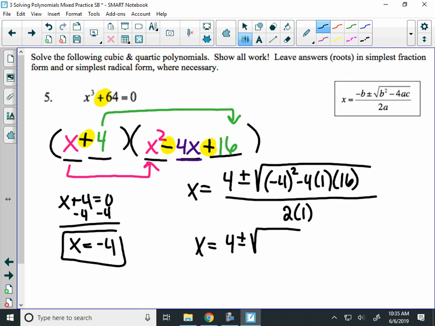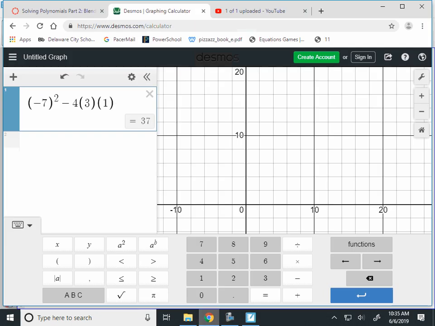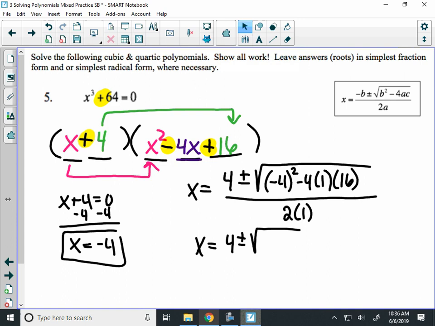And now we use Desmos to help us. Negative 4 squared minus 4 times 1 times 16. I get negative 48, over 2. Now, radical 48.